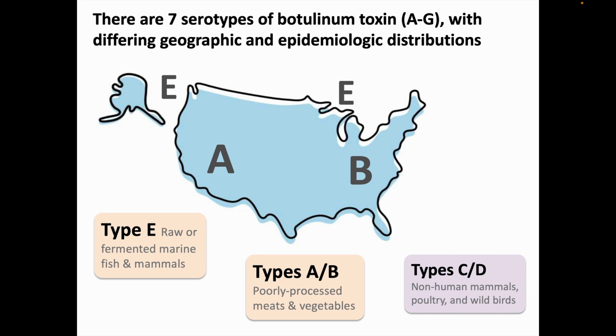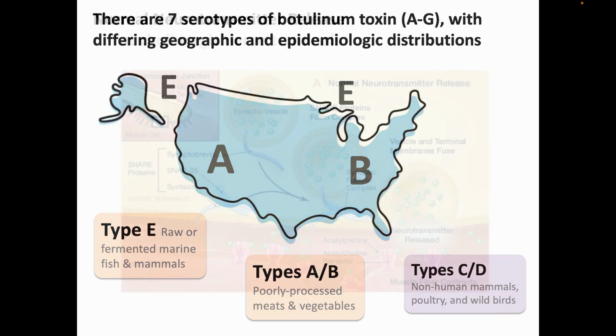Types C and D are not typically seen in humans, but occur in other mammals like livestock and poultry and wild birds. And types F and G are so unusual, I've got nothing more to say about them.